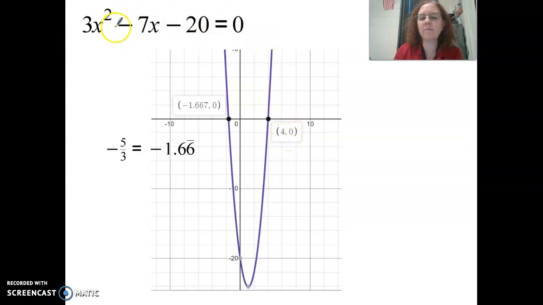So basically what I'm finding when my quadratic is equal to 0, I'm finding the x-intercepts. You guys might remember that from what you did in Algebra 2, finding the x-intercepts.